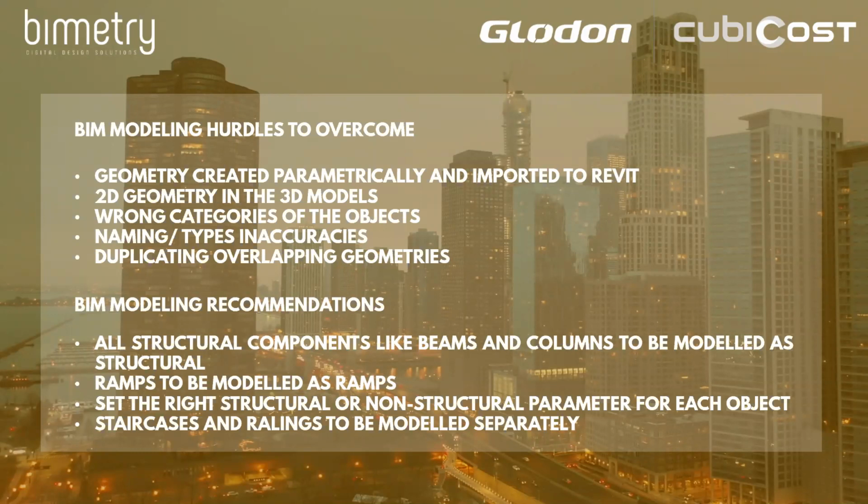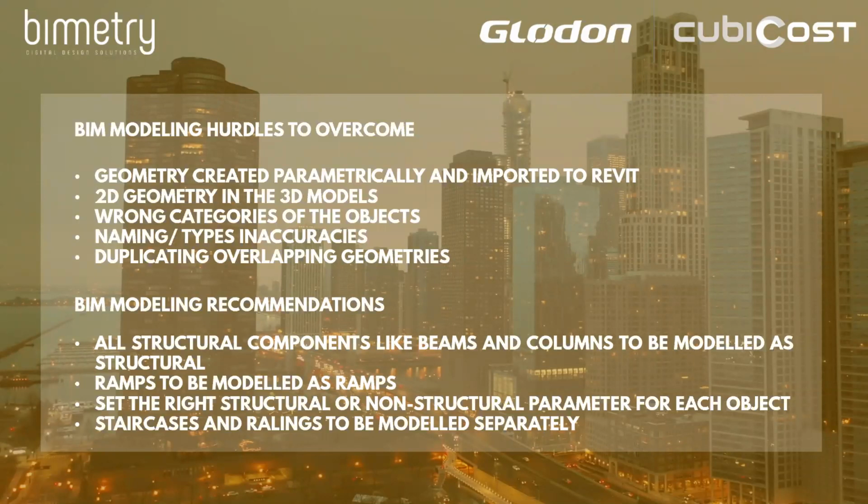Using cubic cost, you can still use this geometry as a reference to create the model as a 3D cost model. This is a very common scenario to have certain objects not modeled in the correct category. For example, stairs might not be modeled as stairs, but just as generic mass model. And of course, in your quantities, you won't pick up stairs as stairs.